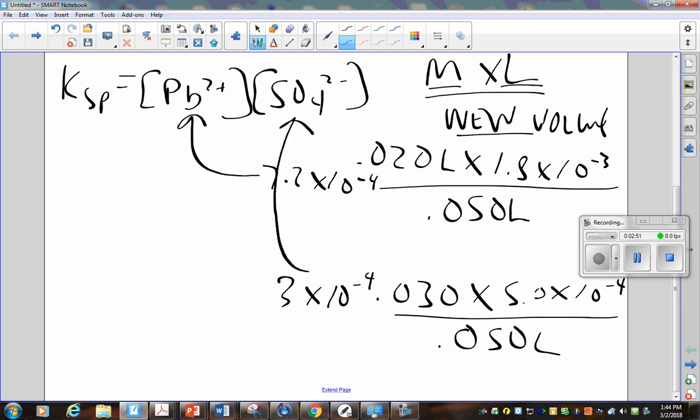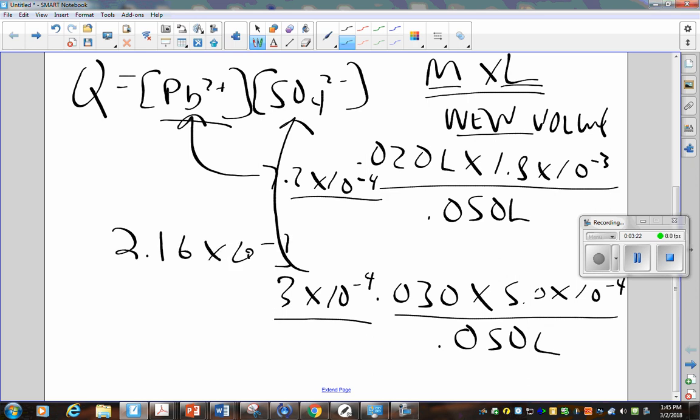Now remember, Q and KSP use the same expression. You're just trying to figure out what your Q is to determine whether it will precipitate or not. So for Pb it's 7.2 times 10 to the negative fourth, and for SO4 it's 3.0 times 10 to the negative fourth. I go 3.0 E negative 4 times 7.2 E negative 4, and I end up with 2.16 times 10 to the negative seventh. That's 10 to the negative seventh right there.